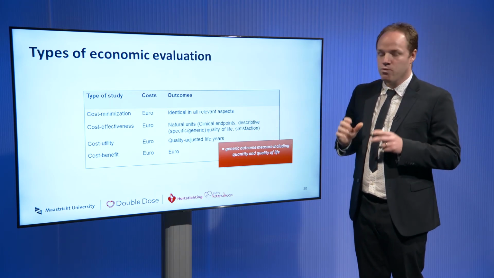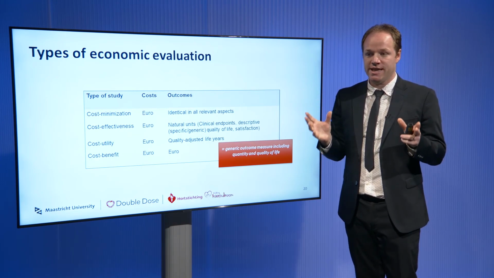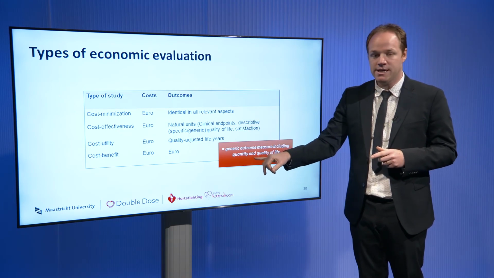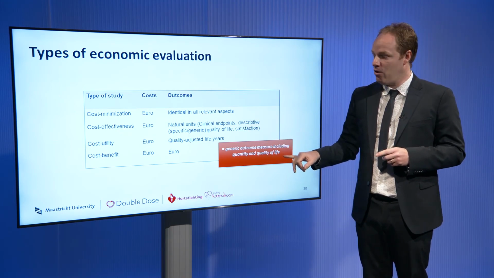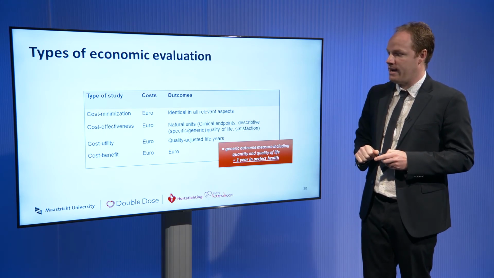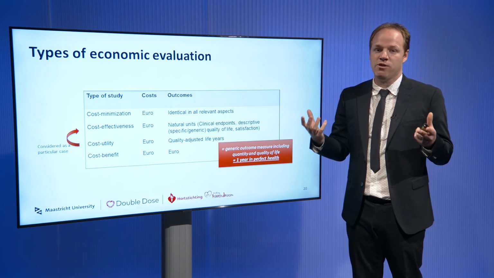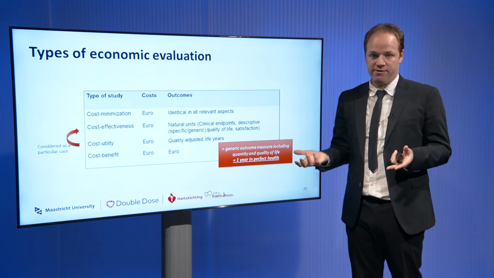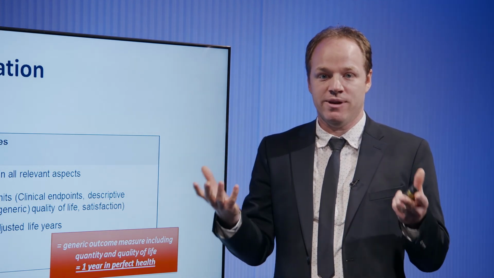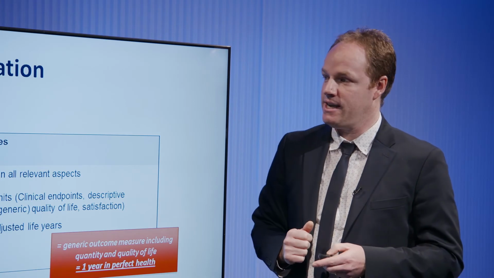In cost-utility analysis, we have the same outcome, named QALY, for Quality Adjusted Life Years. It's a generic outcome measure that includes the quantity and the quality of life, and it represents 1 year in perfect health. Cost-utility in the literature is often considered a particular case of cost-effectiveness analysis. We often see the wording cost-effectiveness in the literature even if QALY or a cost-utility analysis is used.